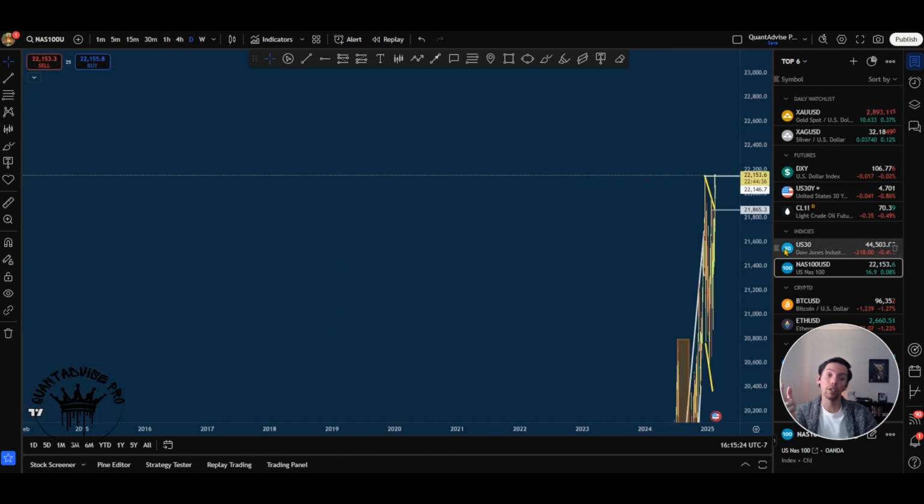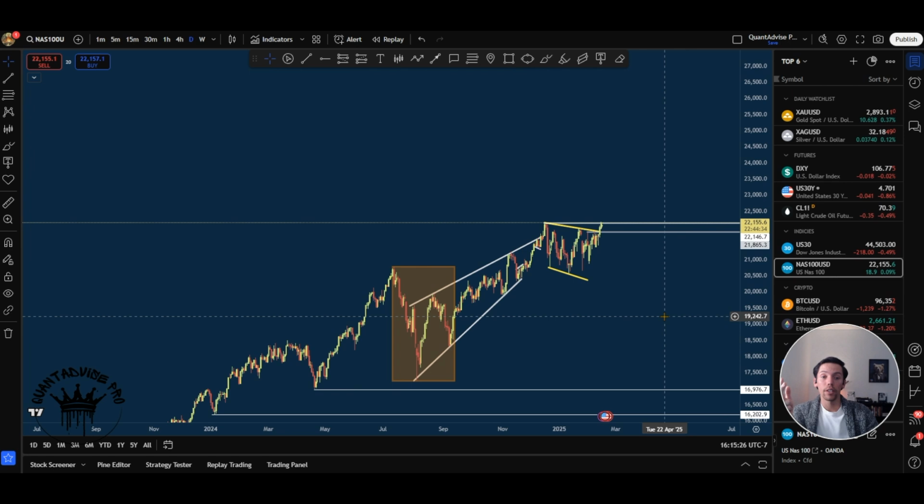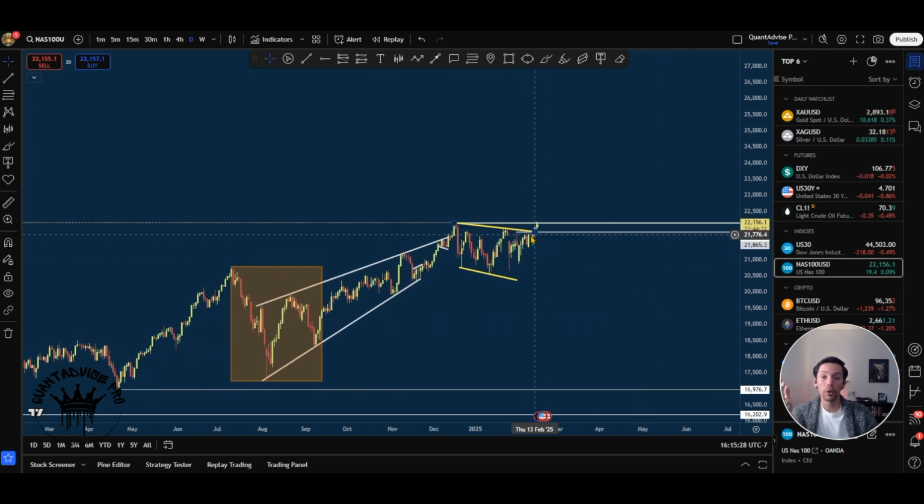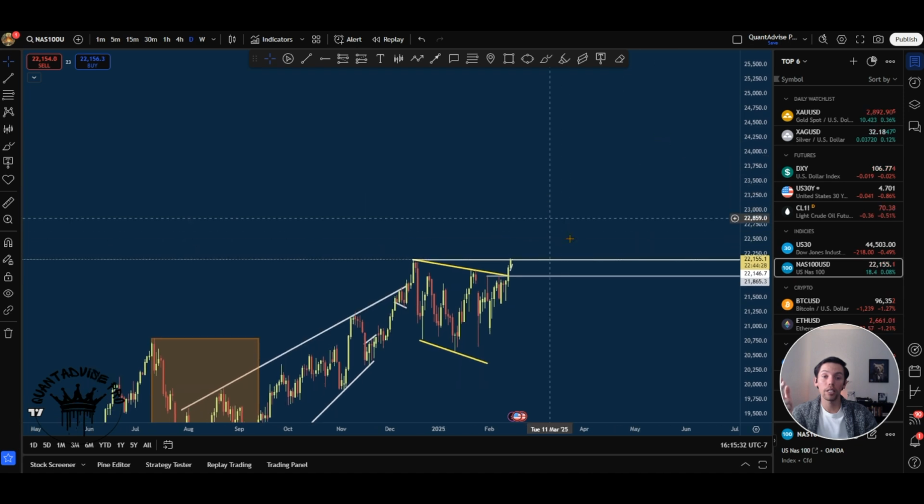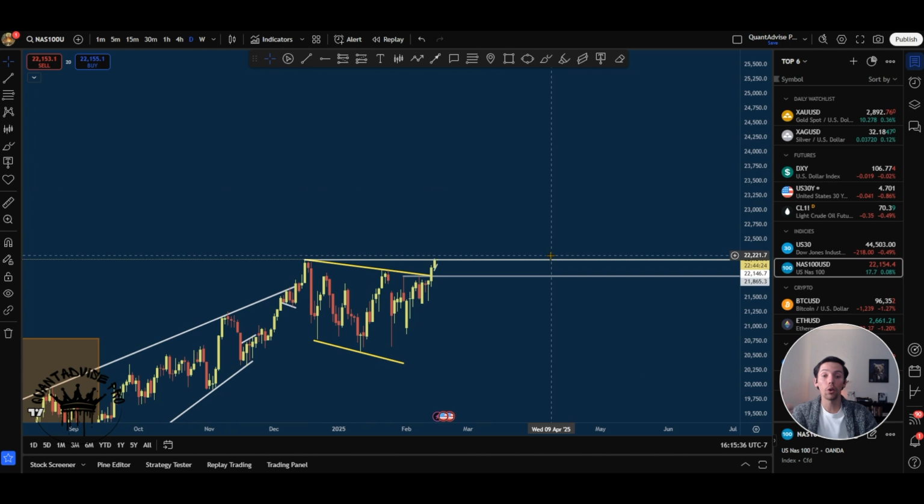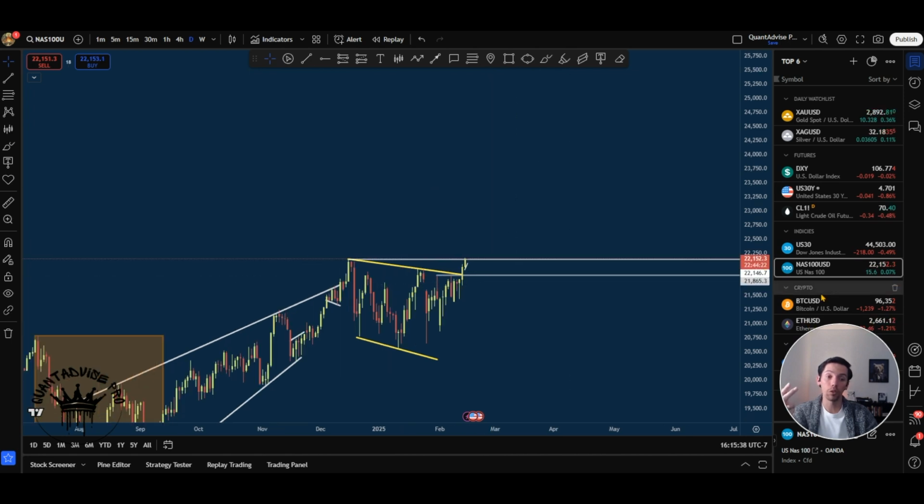I can look at a chart and tell, on a higher time frame, we just broke outside of this flag. Typically, that means on our daily time frame, we're going to continue to get higher highs, getting new all-time highs on NAS 100.